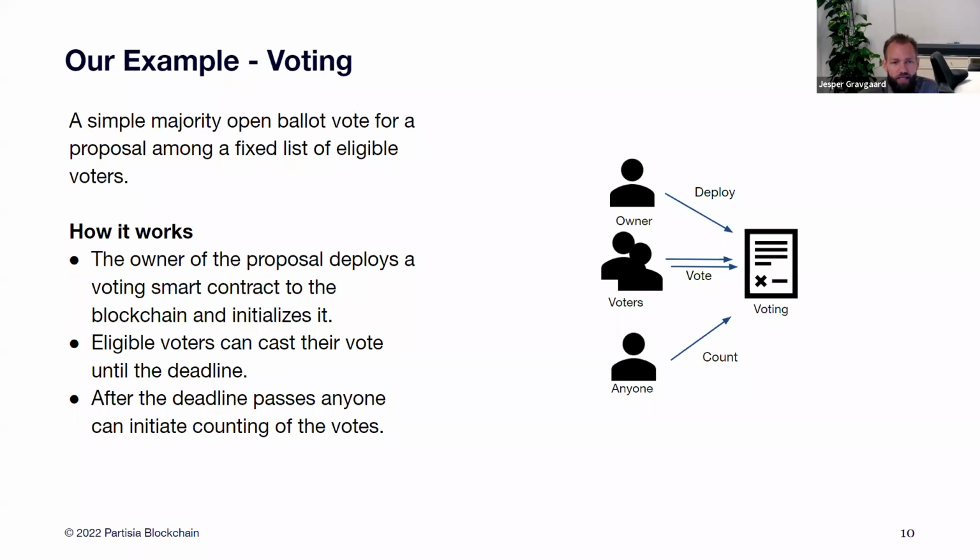The people who are eligible to vote can then cast their vote, and they can do that all the way until the deadline. And they can actually change their mind and change the vote until the deadline has passed. When the deadline passes, anyone can initiate the counting of the votes, and the counting counts how many for and how many against, and then publishes a result.